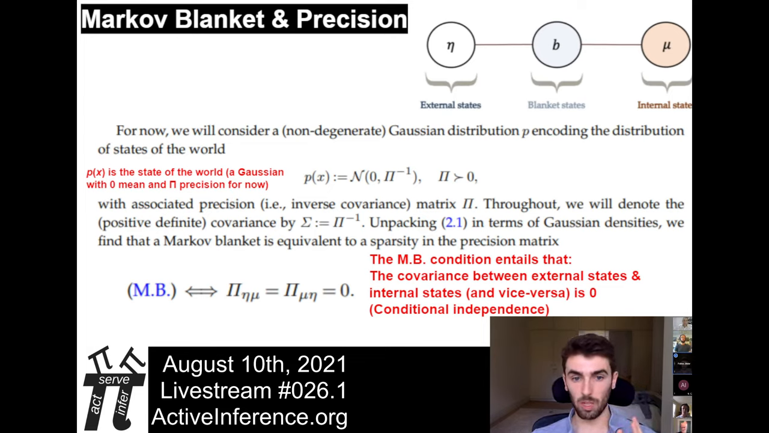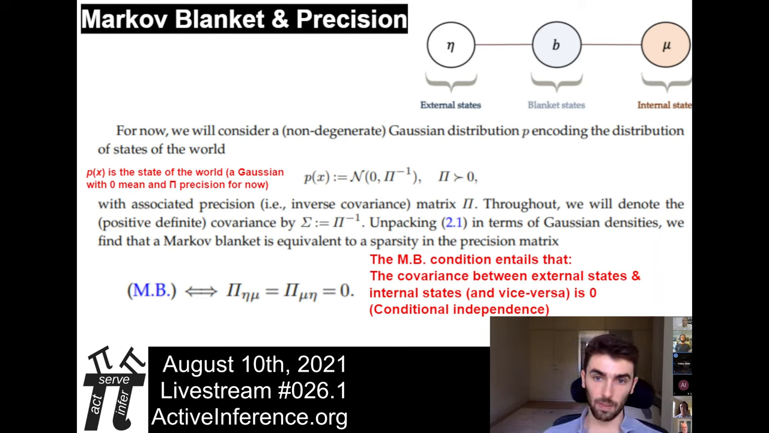So one extreme would be the matrix pi to be the identity matrix. And then this would mean that each state only interacts with itself. And so that's like kind of an extreme case of a Markov blanket, because you have a boundary, but then you don't even have any transmission with the boundary. Like you have just three separate states, external, blanket, and internal, that don't talk to each other.